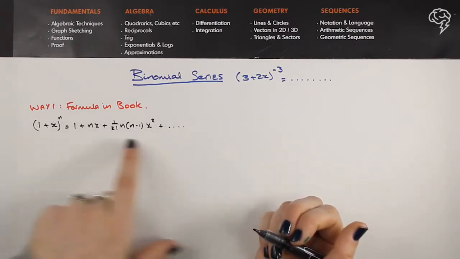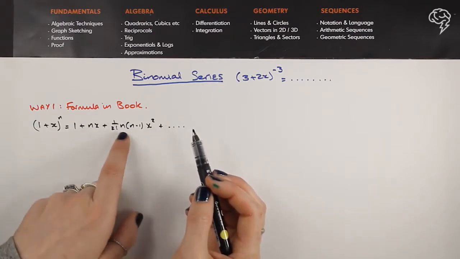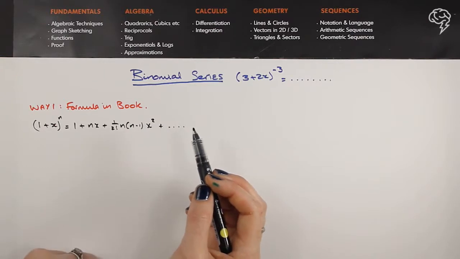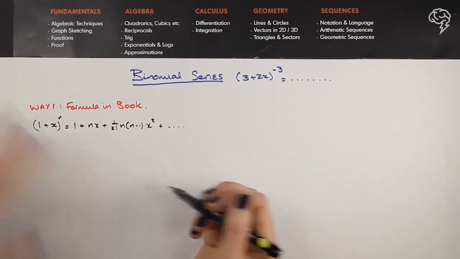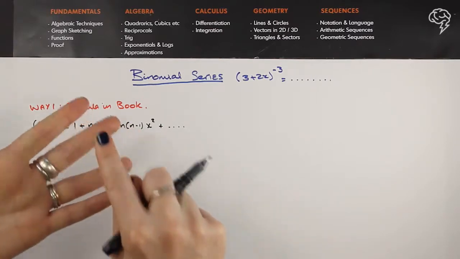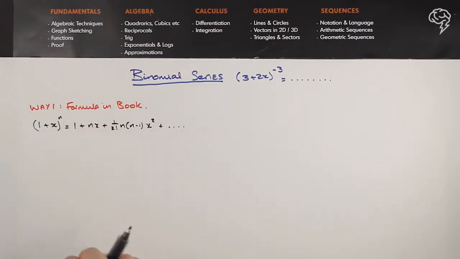So the next one, the coefficient would be 1 over 3 factorial, and then there's three things after it, n, n minus 1, n minus 2. And then down the line somewhere you might have 1 over 7 factorial with 7 things after it, n, n minus 1, n minus 2, n minus 3, n minus 4, n minus 5, n minus 6. Okay, so that's the formula in the book.